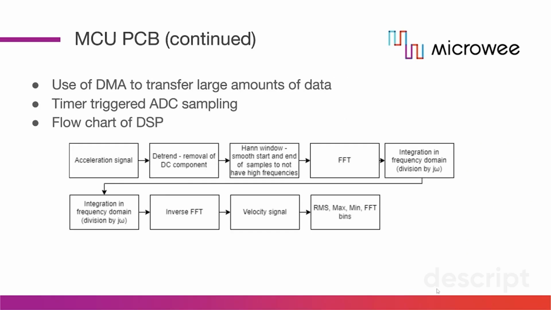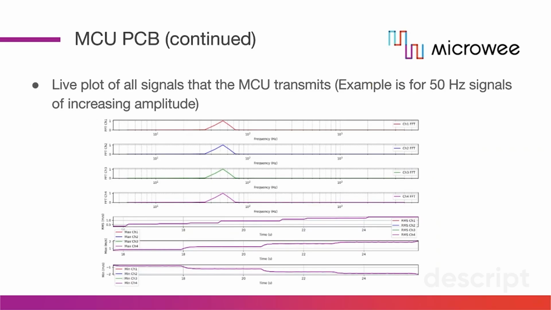In order to more efficiently copy those data, we decided to use DMA. The ADC is sampled using a timer with a frequency of 10 kilohertz. The RMS, max, min, and FFT bins for all 4 channels are transmitted via Ethernet to the remote PC. And here we can see a live plot of the signals that the MCU is transmitting. The frequency of the measured vibrations was 50 Hz, and that's why we see a peak at about 50 Hz.